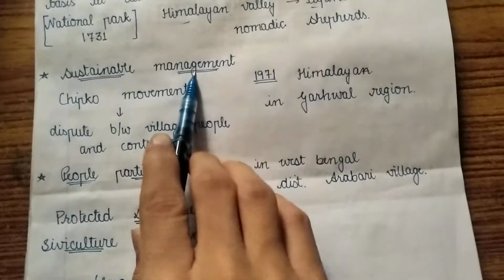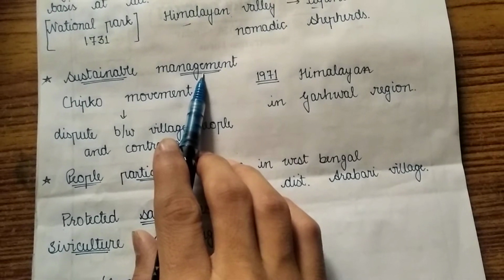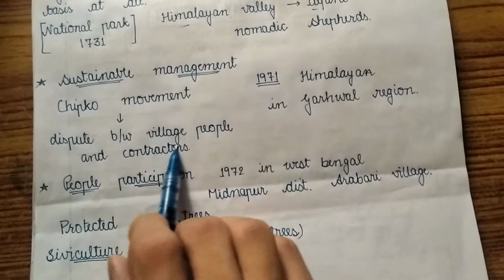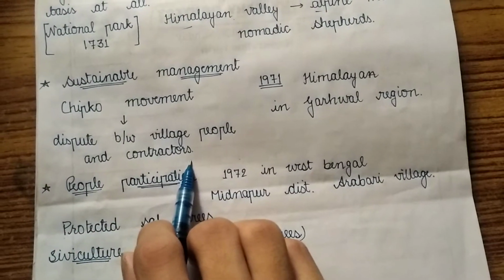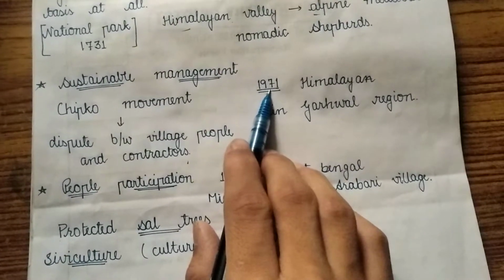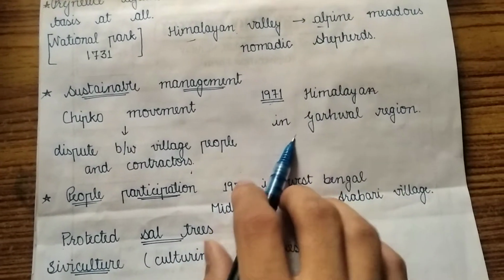Next is sustainable management. The best example of sustainable management is the Chipko movement. The Chipko movement was a dispute between village people and the contractors. It had taken place in 1971 in the Himalaya, in the Garhwal region.